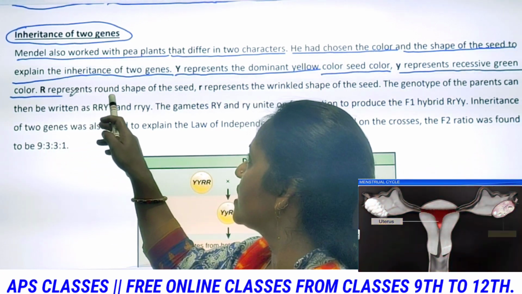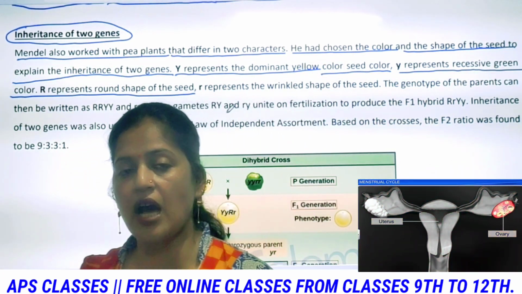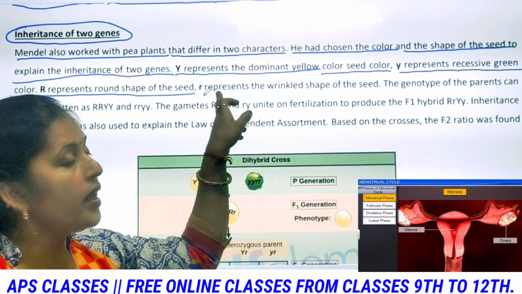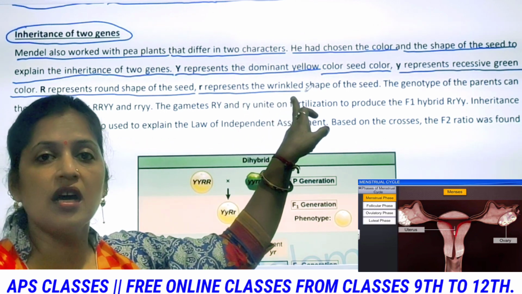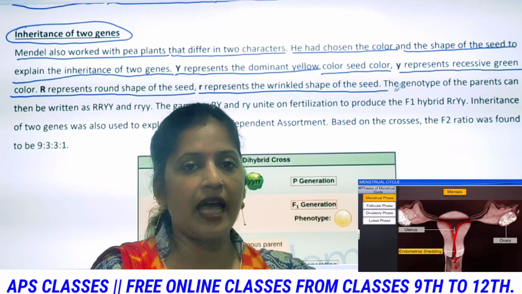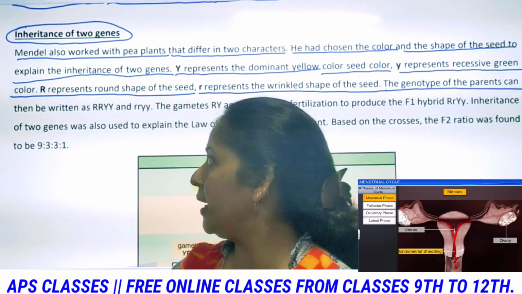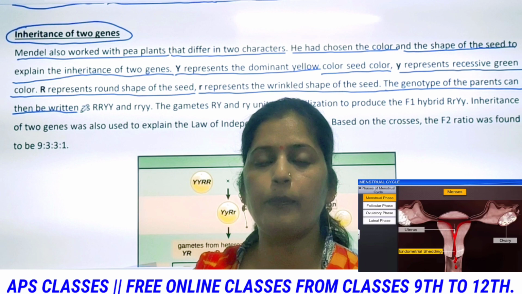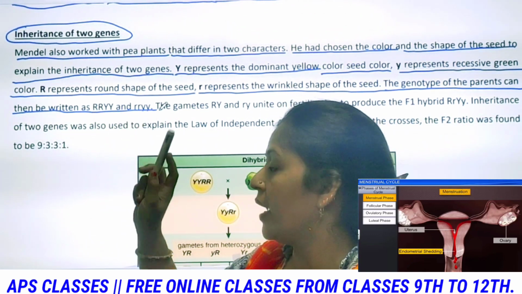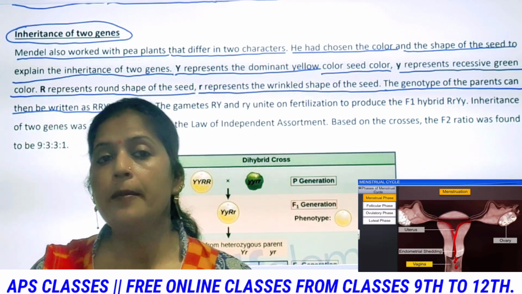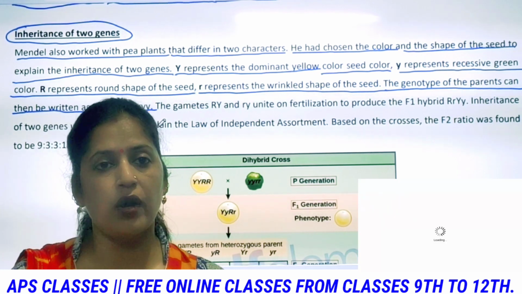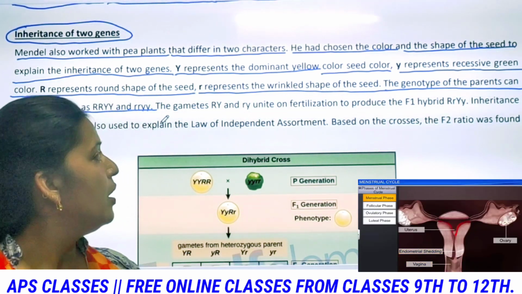Capital R represents the round shape of the seed, whereas small r represents the wrinkled shape of the seed. The genotypes of the parents can be written as capital RR, capital YY, and small rr, small yy. That means the genotypes of the parents can be represented in the form of capital RR, capital YY and small rr, small yy.